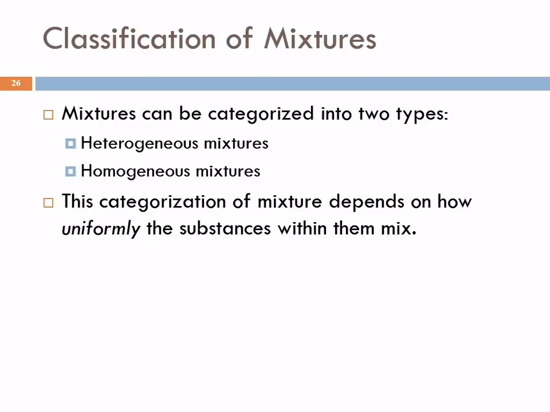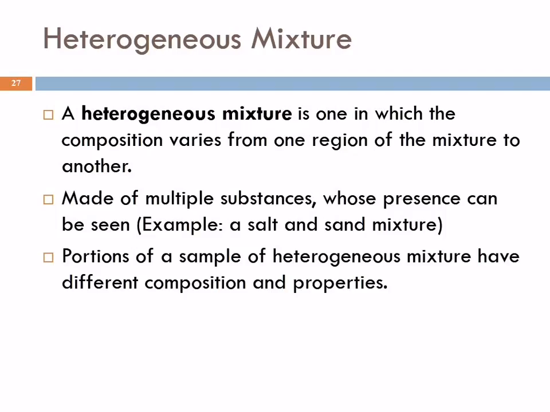So a heterogeneous mixture does not mix uniformly. You look at it and you see chunks or lumps or bumps, and it's not all the same. A homogeneous mixture appears to be a pure substance. It looks like a pure substance, but it's not. I think I have examples.